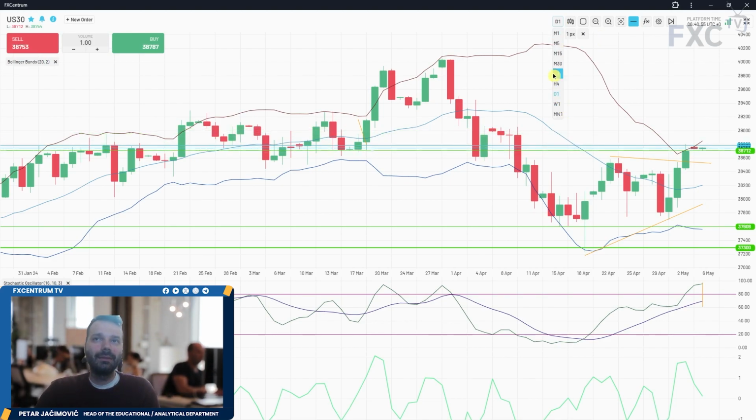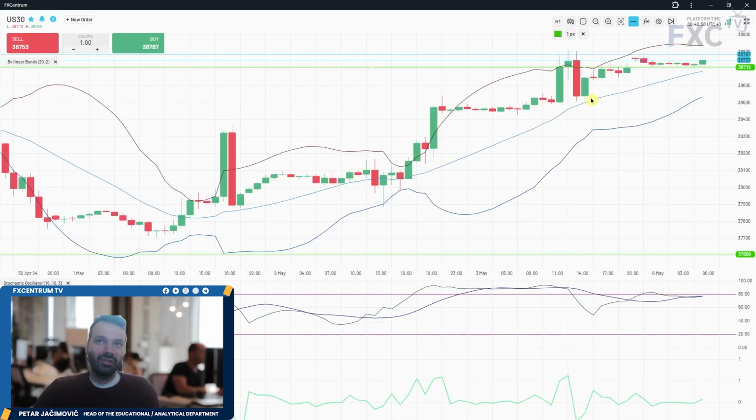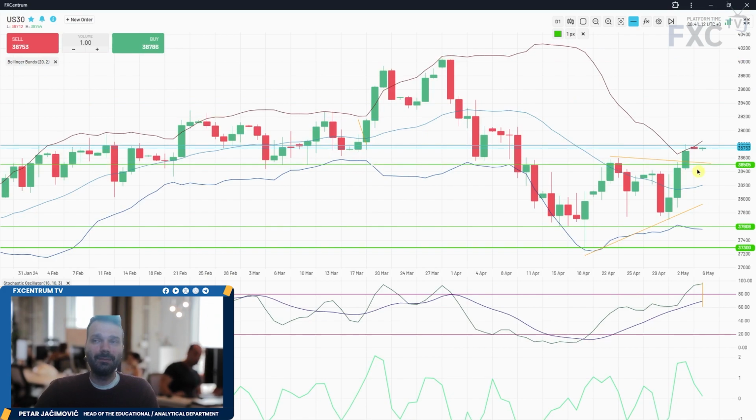The hourly time frame at this point is just holding in this upside cycle. So for anything meaningful to the downside, I would like to see a breakout of 38,500 and hold below, and then we'll have a good chance for a downside movement. So far buyers are in control, and we are testing the upper Bollinger Band on the daily time frame.